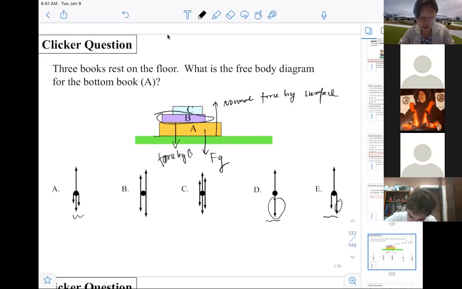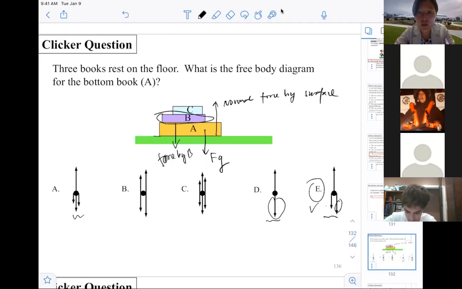The book C, you say, wouldn't the book C have any effect? The book C does not directly push on A. It does push on B. So it may affect how hard B pushes on A, but we do not draw a separate force from C. C does not push on A. So the correct answer is E, two downward and one upward.